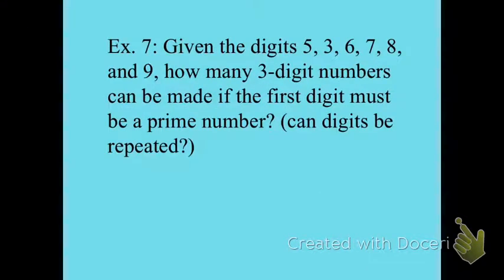Okay, next example. We are given the digits 5, 3, 6, 7, 8, and 9. How many 3-digit numbers can be made if the first digit must be a prime number? So we've got another condition right here.